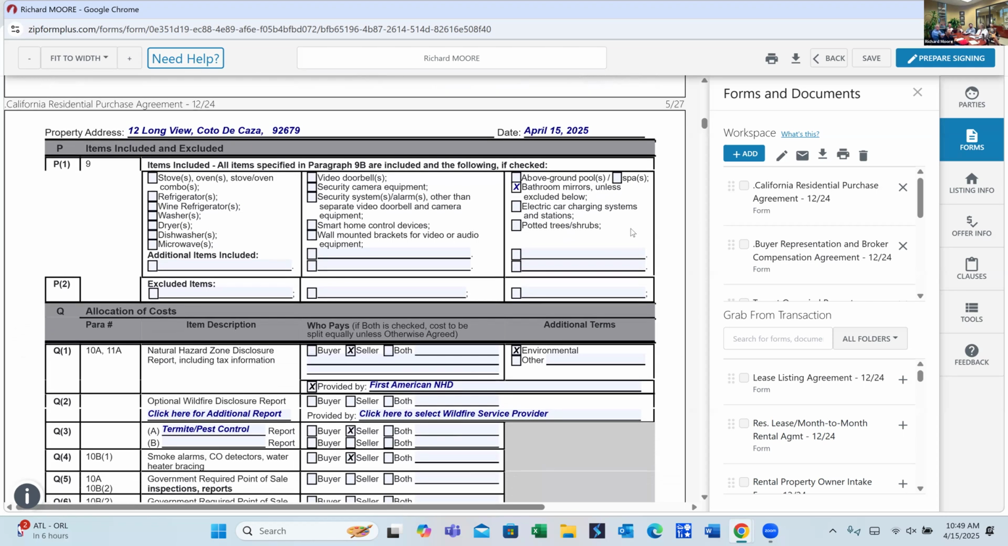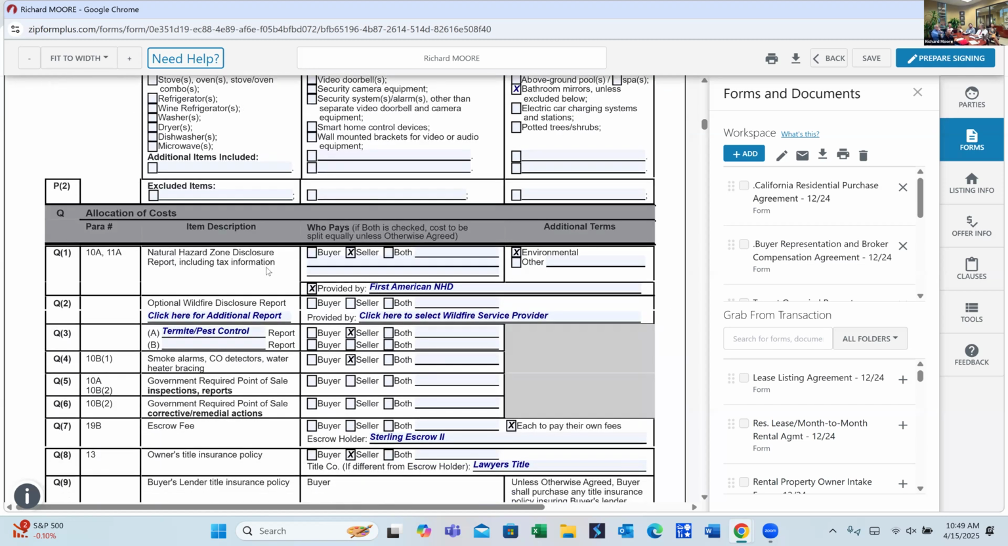And then section P1, items included and excluded. If you're ever unsure, check the boxes. Even though further down in section 9, I think it talks about all the things that are included, just check the boxes. Or if you want certain things removed, maybe there's some ugly wall units. If you want it removed.